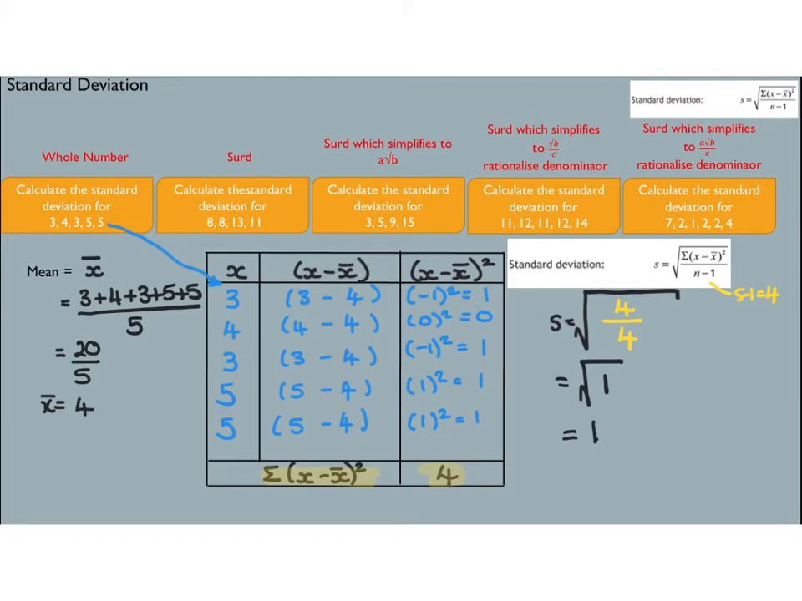In the next slide we'll have the answers, so pause now if you're still working through questions 2, 3, 4 and 5. So the answers are on the next slide, and then I'll go through how to work out each of the answers.